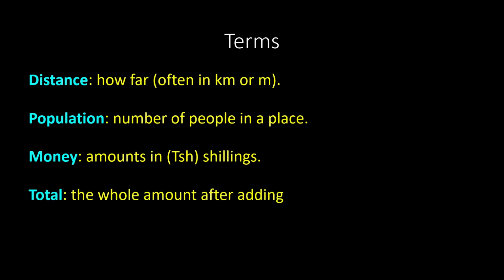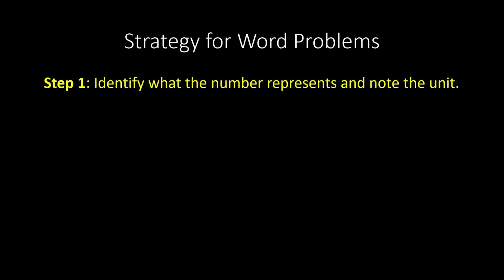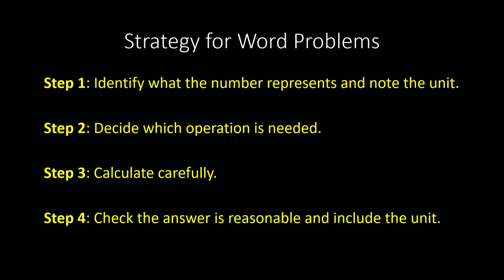Total usually indicates addition, while difference often indicates subtraction. When solving real-life problems, use this four-step strategy. Always begin by identifying the unit, because a correct number without the correct unit is incomplete. Secondly, decide which operation is needed. Thirdly, calculate carefully. And finally, check the answer is reasonable and include the unit.